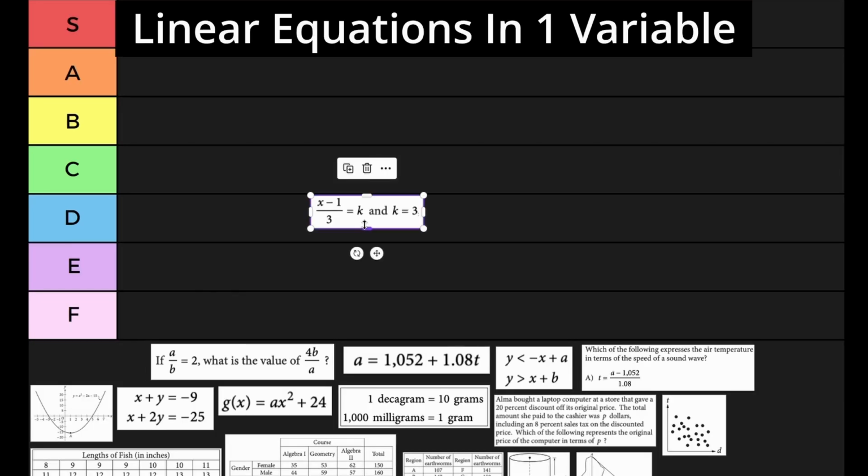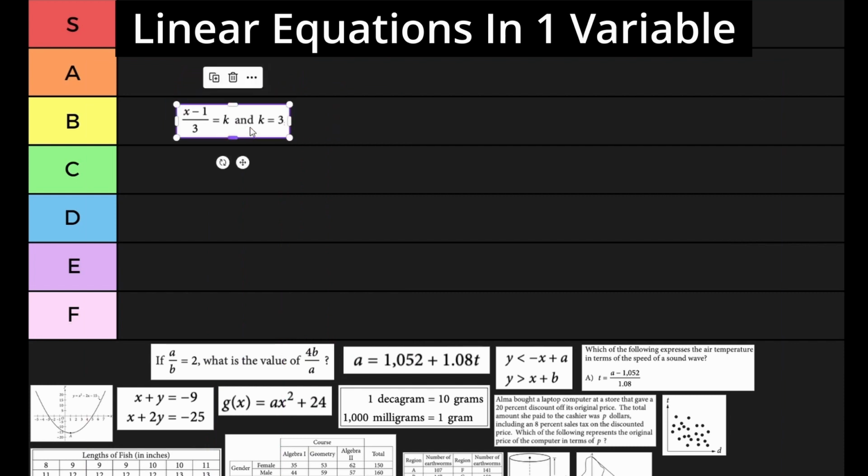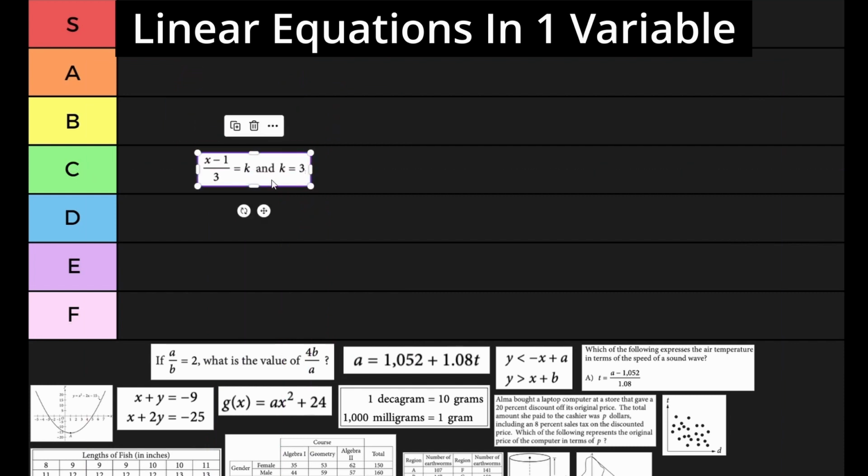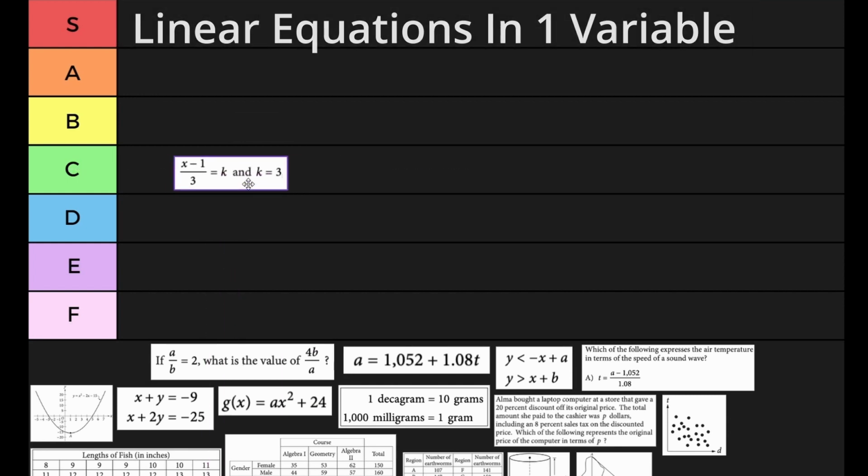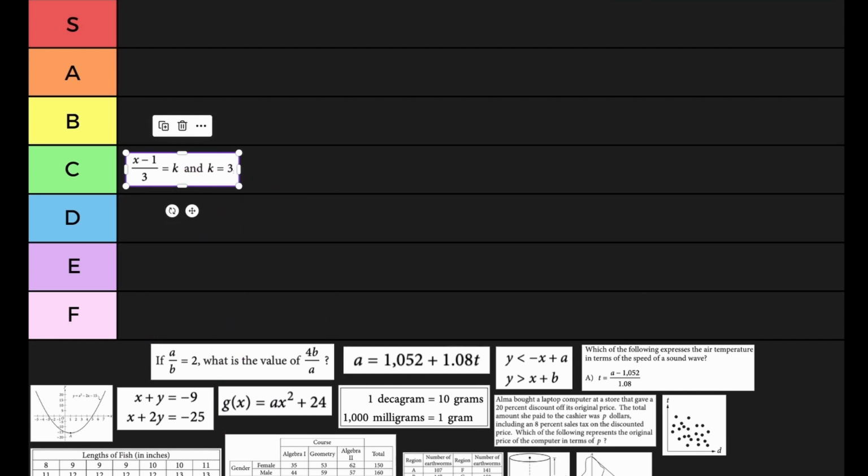Our first topic, linear equations in one variable. Here we have x minus 1 over 3 is equal to k, and k is equal to 3. It's super easy, so I'd be tending to give it a pretty high score. Unfortunately, it is very boring. All you have to do is plug in a 3, and then you just solve for x. It's a very generic algebra question. I don't feel smart completing it. You're just multiplying by 3 on both sides and then adding 1. So I'm going to give this a C tier. It's generic, it's simple, so it deserves a generic position.